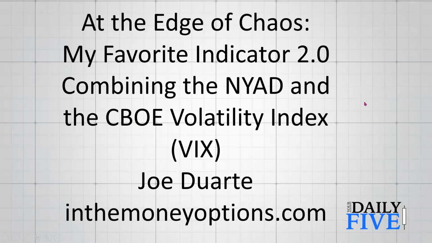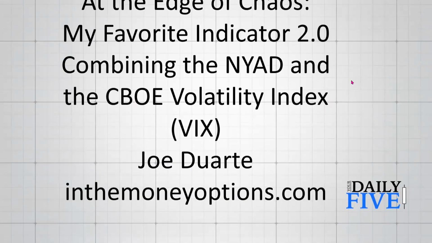Well, what a day we're having. As I record this presentation, there is news, obviously, that Russia has invaded Ukraine, and accordingly, the markets have crashed, which, of course, makes today's topic very, very timely. So here we are at the edge of chaos, literally. Today we're going to talk about my favorite indicator, 2.0, and that is the combination of the New York Stock Exchange Advanced Decline Line and the CBOE Volatility Index.